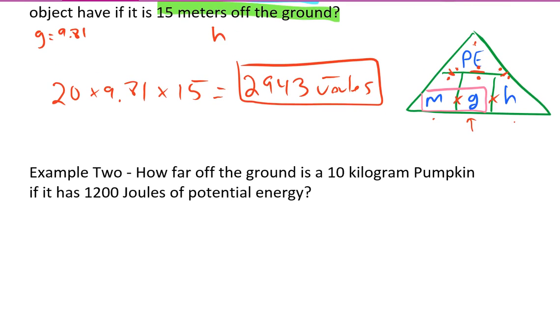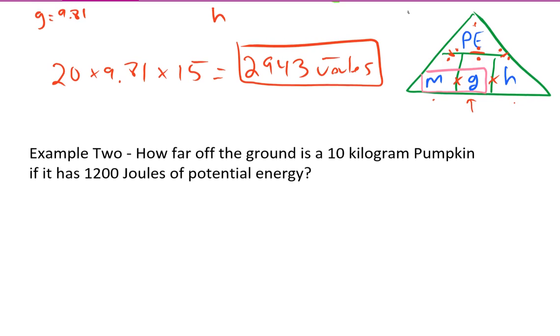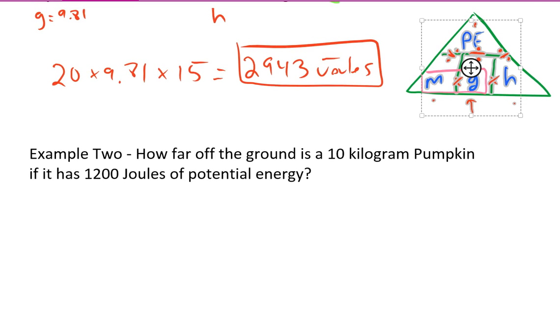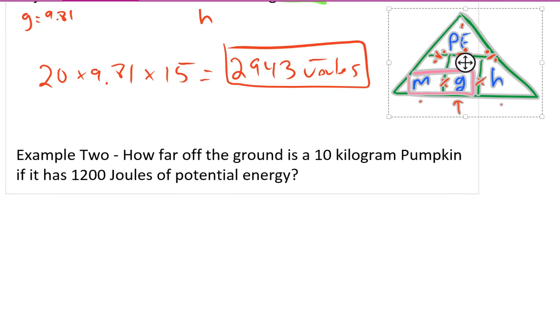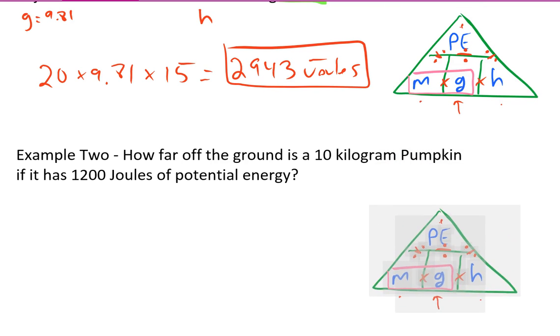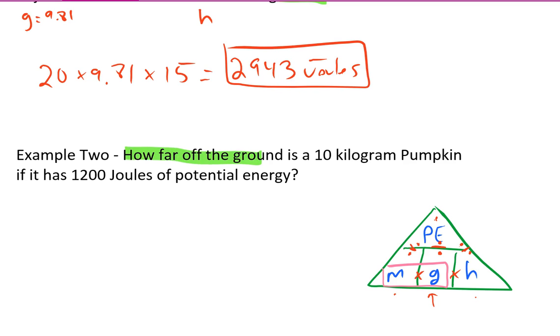Okay, so now for the second one, we're going to be using the same thing. So let's get a fresh copy of the equation triangle. There we go. So on this one, it says how far off the ground is a 10 kilogram pumpkin if it has 1,200 joules of potential energy.